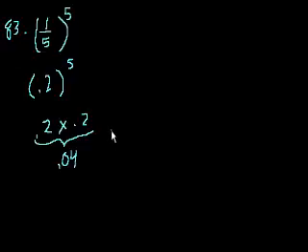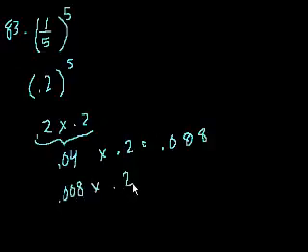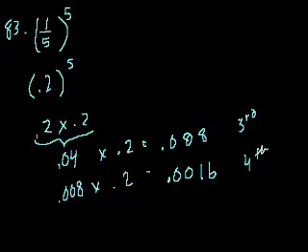Then you multiply that times 0.2. 2 times 4 is 8, and now we have 3 numbers behind the decimal point, so that's 0.008. 1, 2, 3. So this is 0.2 to the 3rd power. Then 0.008 times 0.2: 2 times 8 is 16. And how many numbers do we have behind the decimal point? 1, 2, 3, 4. So that's 0.0016, to the 4th power, and we have 1 left.